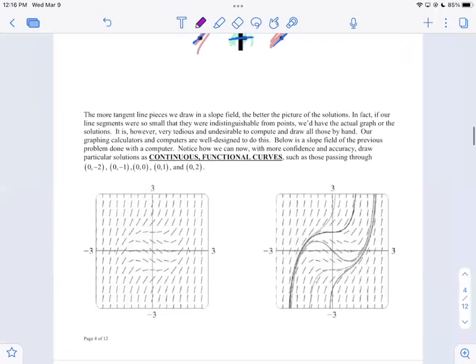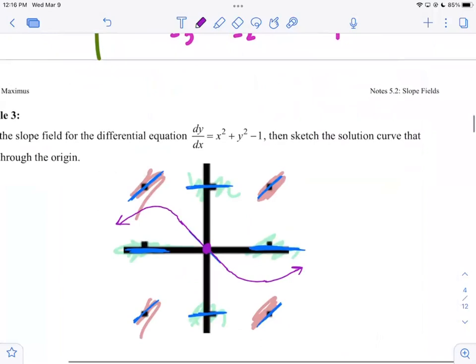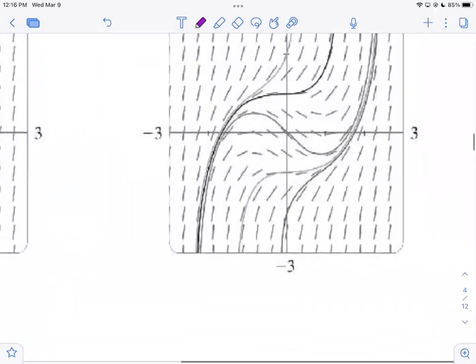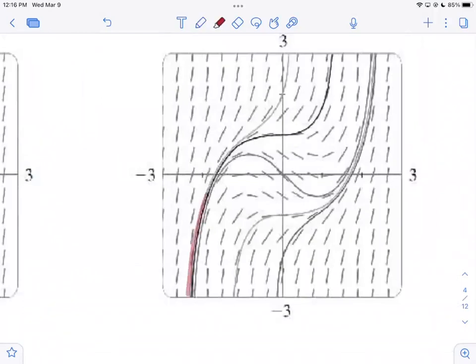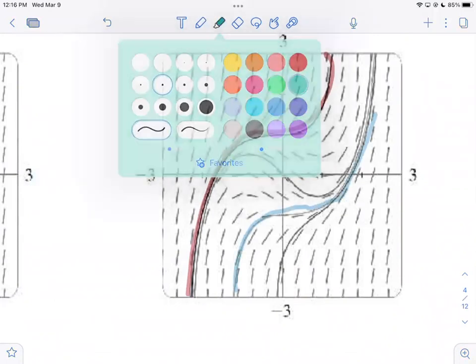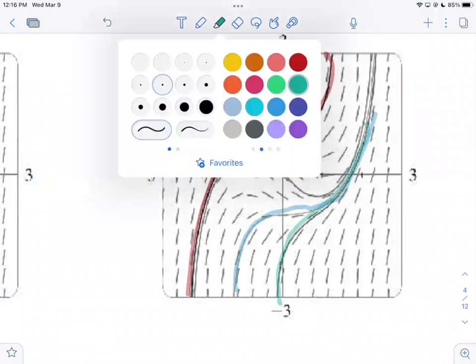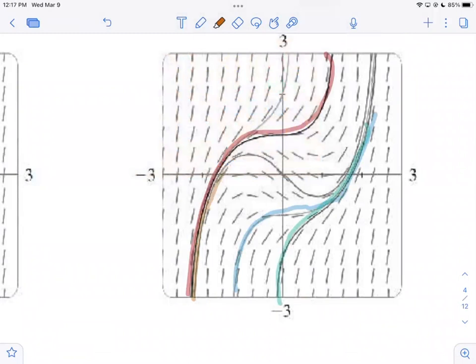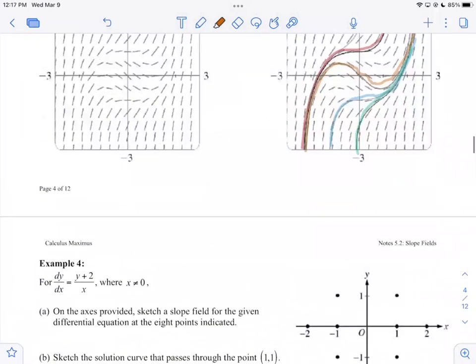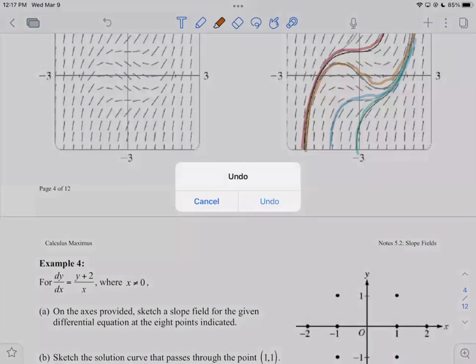But in no circumstance are we able to actually find the equation for any of these specific or particular solutions. Why can we not find the actual equation for these particular solutions? Yeah, we can't separate y and x. We can't separate the variables. But thank goodness that we can still get a visual of what the solutions look like. Okay. So there you go. That's slope fields.